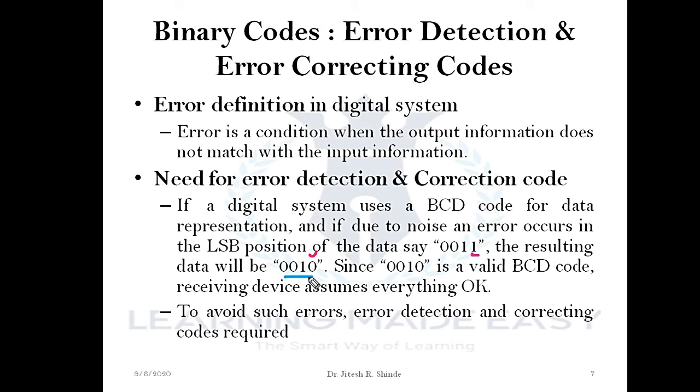So the device at the receiver end may not be able to detect whether the received code is a valid one or not. Then how can we rectify the error? We can rectify it using an error detection code. From this example, it creates a necessity that we need some type of mechanism which can detect the error, and also rectify that particular error. For this reason, we are studying error detection and error correcting codes.